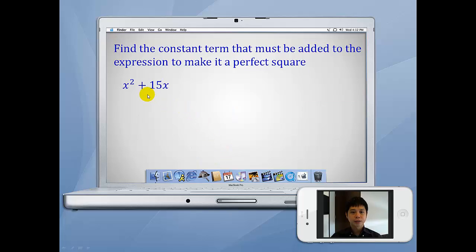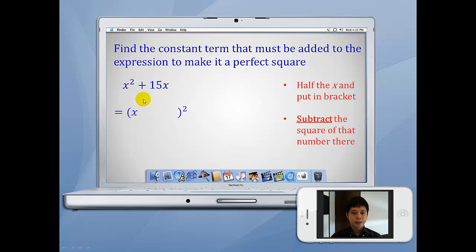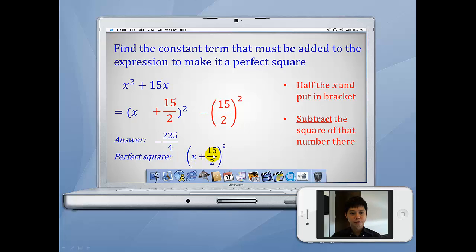One more example. Yes, we will start with bracket x close bracket square. Halve the x and put in brackets. So we have plus 15 over 2. Or you can write 7.5, that is fine. Subtract the square of the number there. And hence the constant that must be added will be negative 225 over 4. And the perfect square will be x plus 15 over 2 squared. Or you can write x plus 7.5 squared.